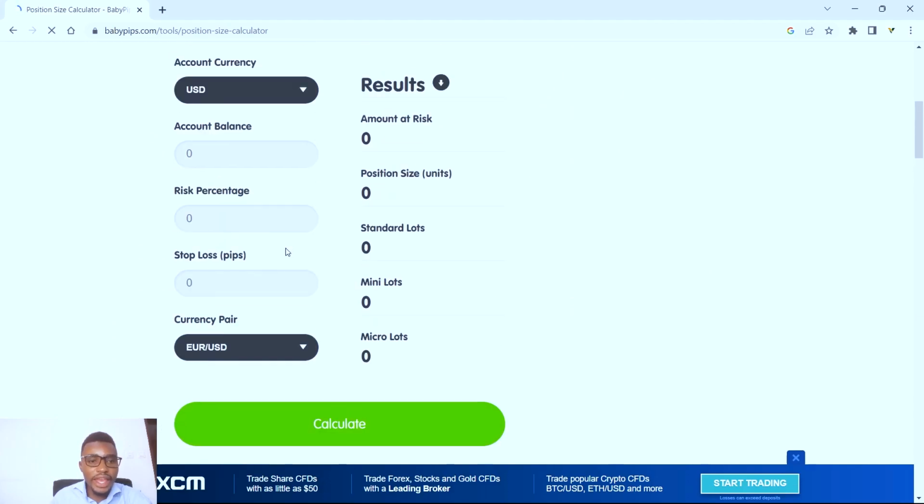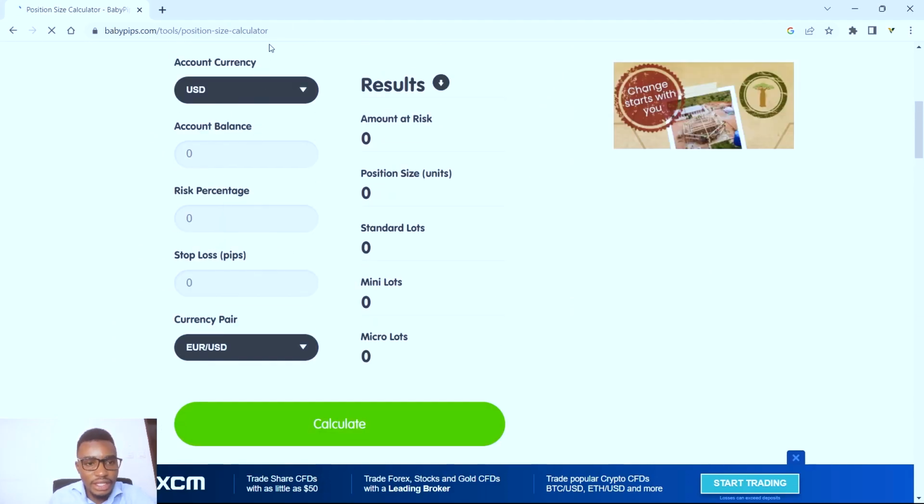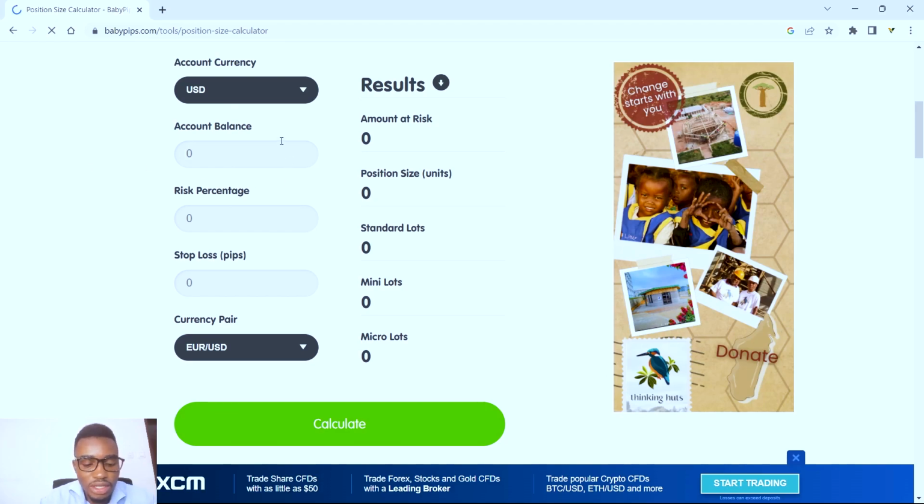Scroll downward and then you know your stop loss is 20 pips. Your account size is, let's say, $10,000. That's the demo account size that comes with Baby Pips. So $10,000, and I'm risking 20 pips per trade. And you also need to know the percentage risk per trade. I'm interested in risking just 1% of my account size. So risk percentage, 1% of my account size.